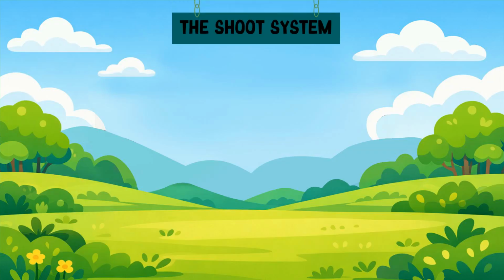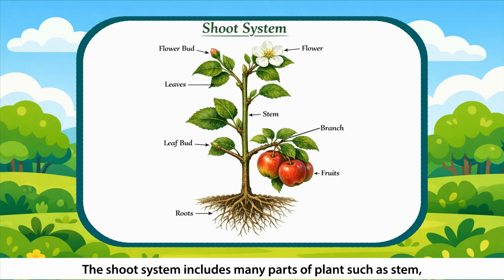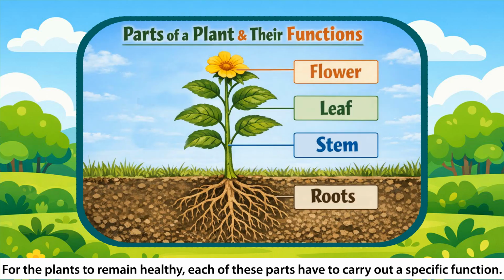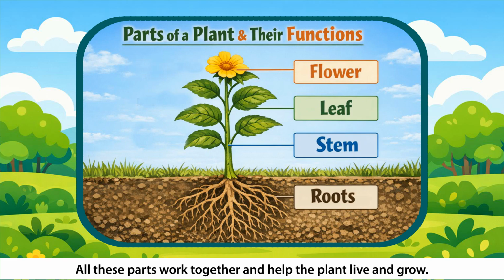The shoot system. The shoot system includes many parts of plants such as stem, branches, leaves, buds, flowers, and fruits. For the plants to remain healthy, each of these parts has to carry out a specific function. All these parts work together and help the plant live and grow.